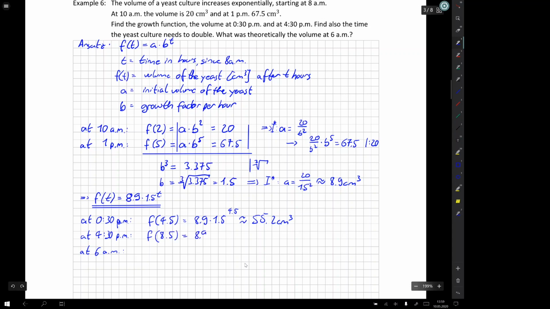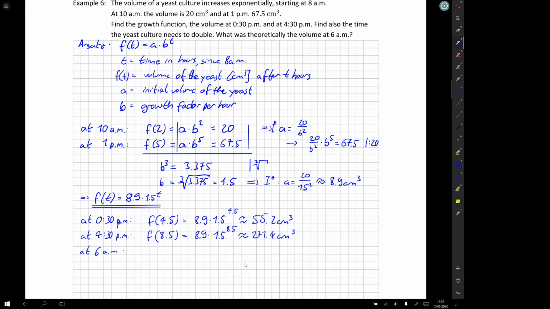At 4:30 p.m., that's 8.5 hours after the start. So 8.9 times 1.5 to the power of 8.5, which is then approximately 271.4 cubic centimeters. The last question is, what is the volume actually at 6 a.m.